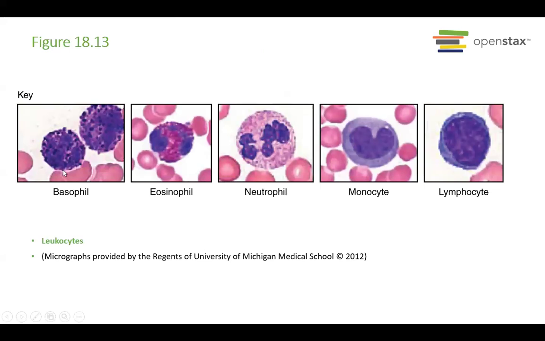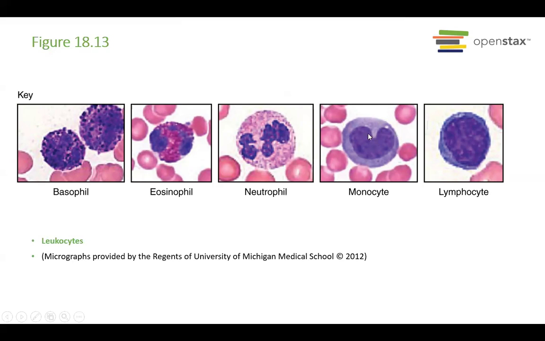Okay, so that shows us our basophil. Why do they call the basophil basophil? Because they stain basic. And eosinophils are called eosinophils because they stain acidic. And these are monocytes.